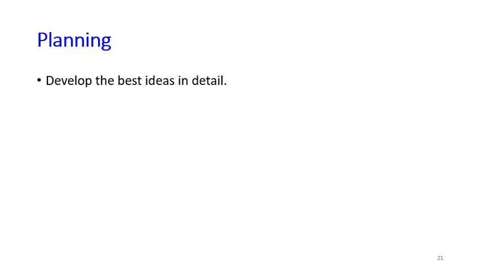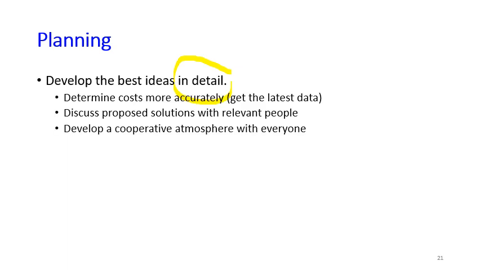Once we've selected the best idea, we go on with that idea to the planning phase. In the planning phase, we're going to develop the best ideas in detail. So you may keep the best idea and the second best idea just in case the best idea is rejected. Developing ideas in detail means that we determine the cost more accurately by getting the latest cost data from all the related people. We discuss the proposed solutions with relevant people and develop a cooperative atmosphere with everyone because we want this solution to be accepted and the project to be successful.